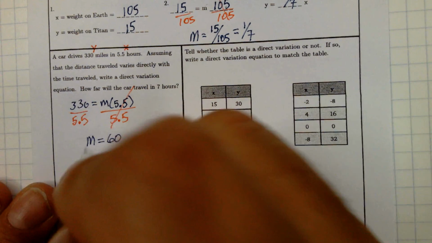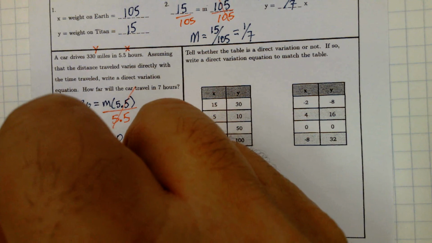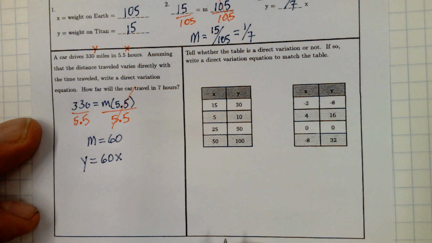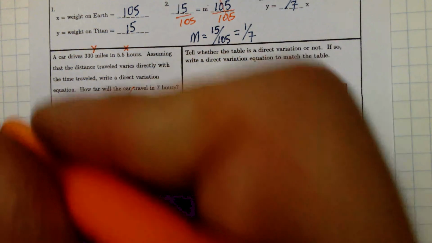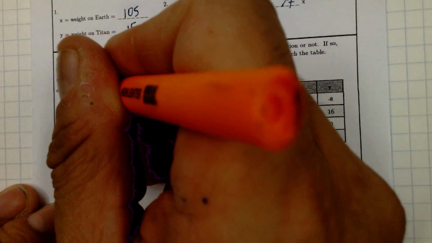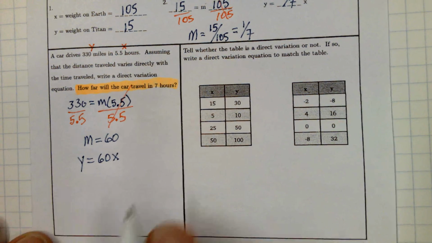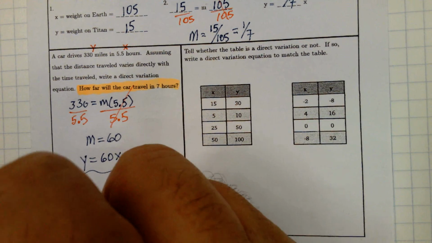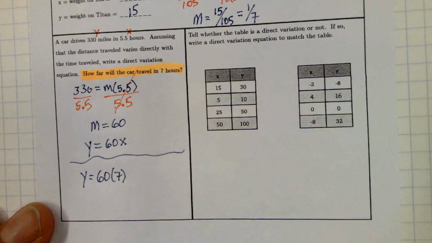So that means our equation would be the distance equals our rate, which is 60 miles per hour times the number of hours. Okay? So now tackle the last part. How far will you travel in 7 hours? Well, and then you add that to your Y. The distance equals 60 times 7.